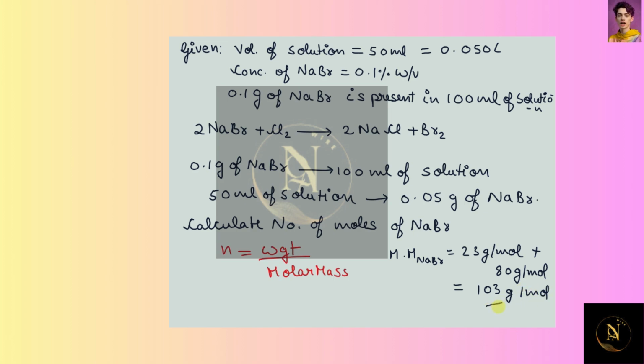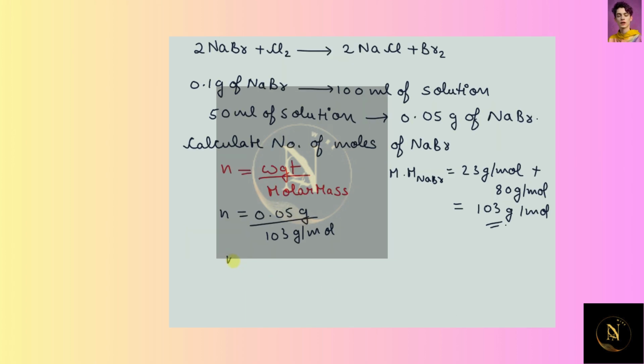So this is the molar mass of sodium bromide and we know the weight, which is 0.05 grams. So let's put the value. Here n is equal to 0.05 gram divided by the molar mass, which is 103 gram per mole. By calculating, the number of moles of NaBr is equal to 4.85 into 10 raised to the power minus 4 moles. So this is the number of moles of NaBr.